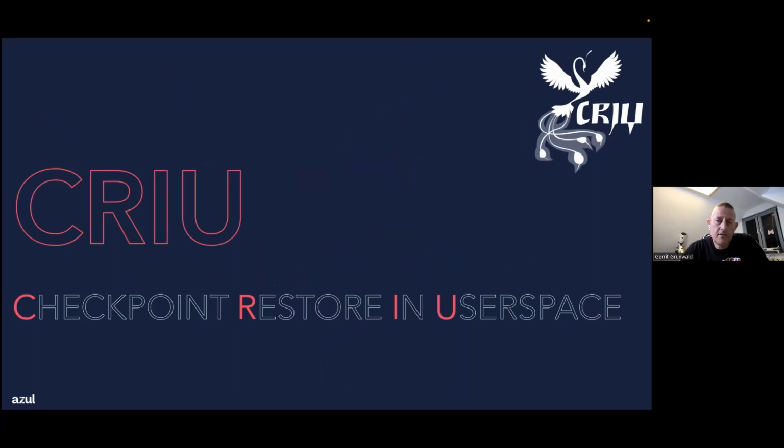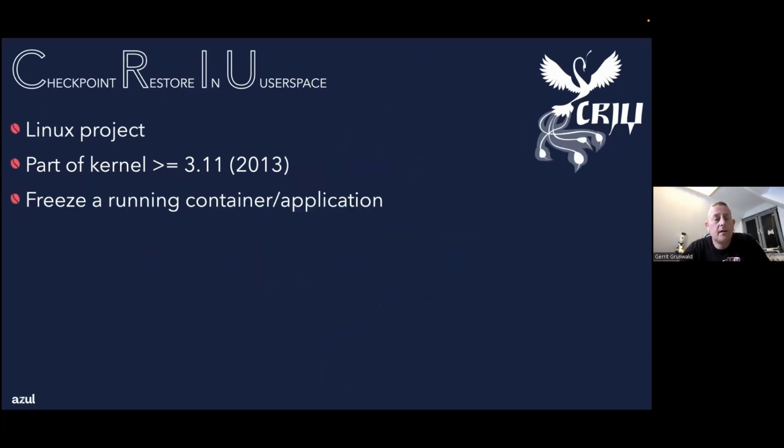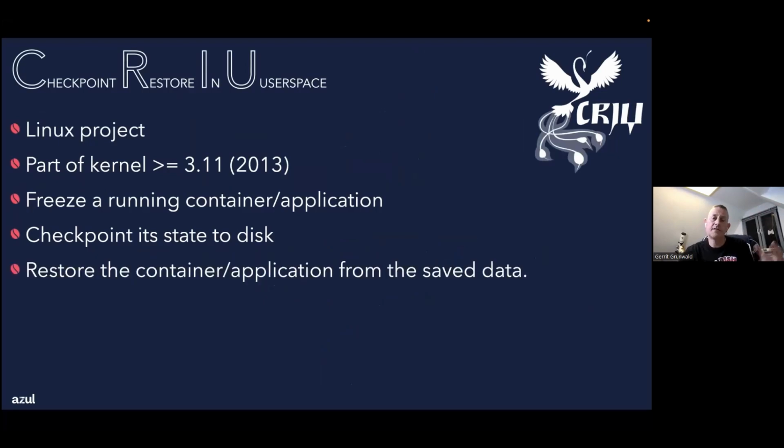And for this, we need to introduce a project which is called CRIU, Checkpoint Restore in Userspace. This is a Linux project, which has been part of the kernel since 2013. So it's quite old, right? It was made to freeze a running container application, save the state of this application as a checkpoint to disk, and restore this state later on back to memory.